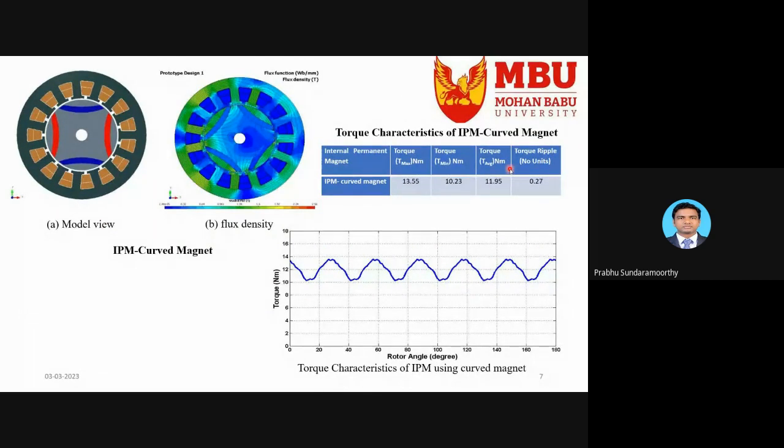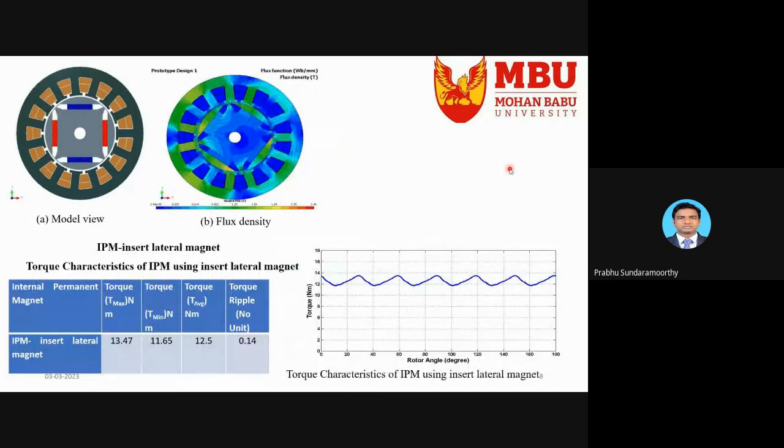And this is another type of curved magnets, and this one is nothing but insert lateral, right? Insert lateral means here we have some air gap. The air gap is what we call a flux barrier here, and this is the magnet. So the flux barrier is available, and the magnet is also available.